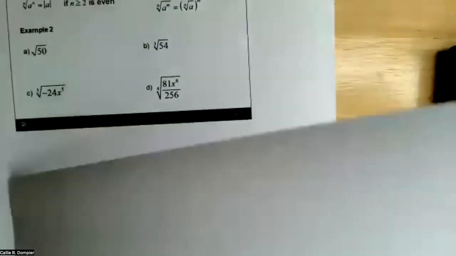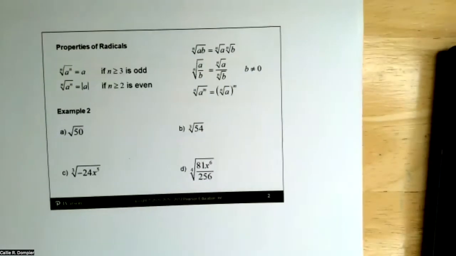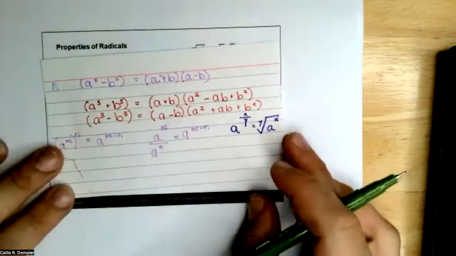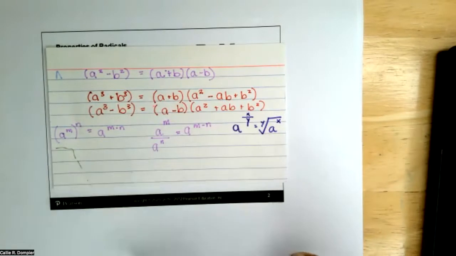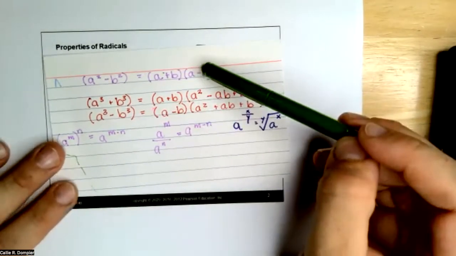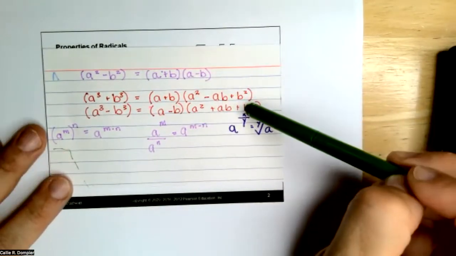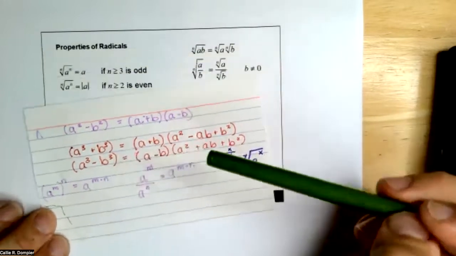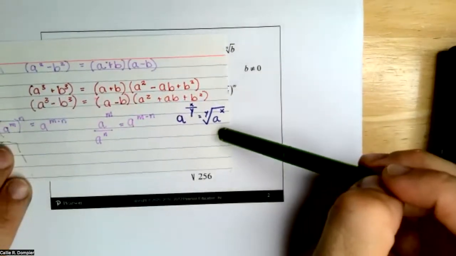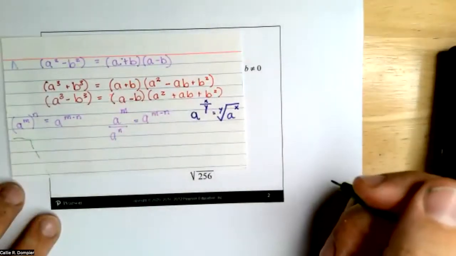All right, moving on to the properties of radicals. And I would just add this. This is what I would have on my Unit R note card. I would have the difference of two squares, the sum of two cubes, the difference of two cubes, and then I would include properties of radicals and properties of exponents.